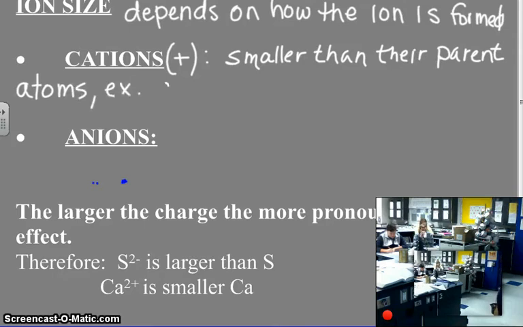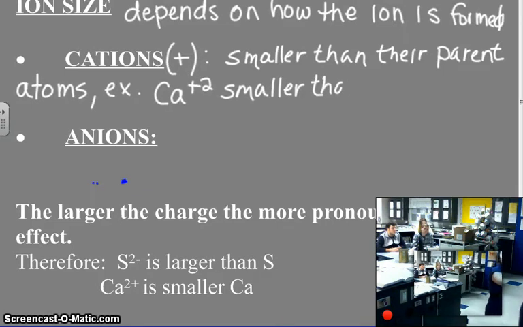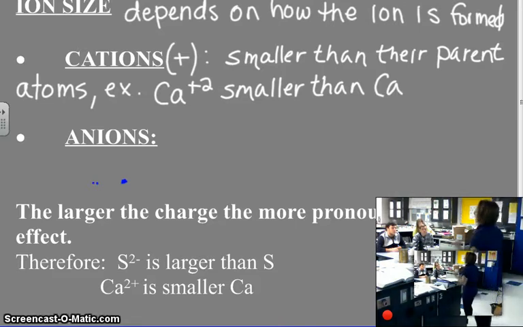For example, Ca plus 2 is smaller than Ca. Account for this difference. Why would cations be smaller? They have less electrons and the same number of protons. There's more. They lose a whole shell. So it's not just that they have less electrons, it's that they lose a whole shell of electrons, because sometimes you have less electrons and you're bigger, right?